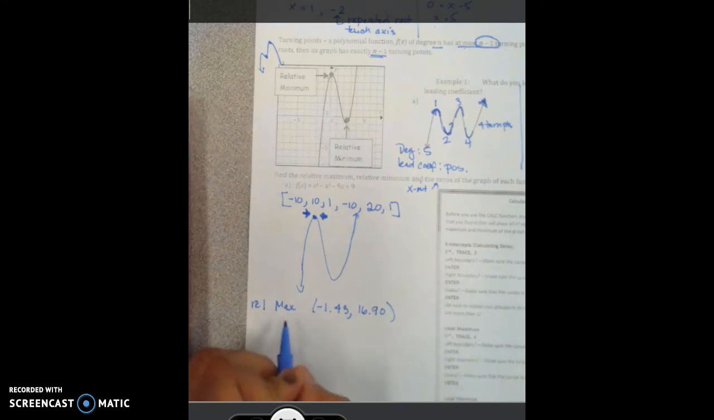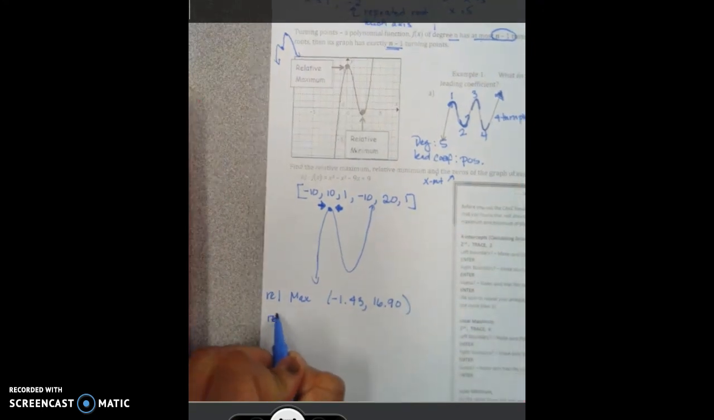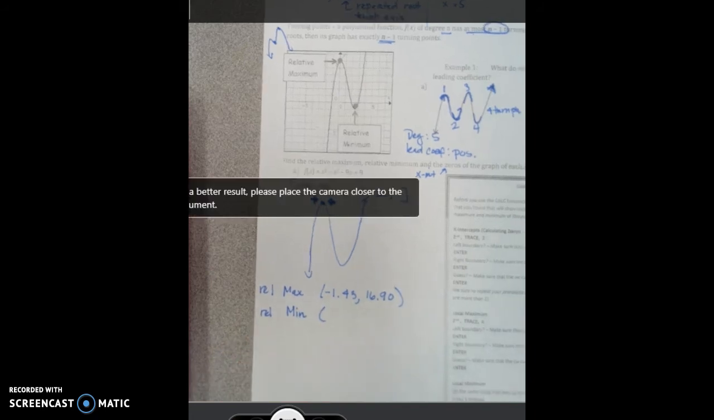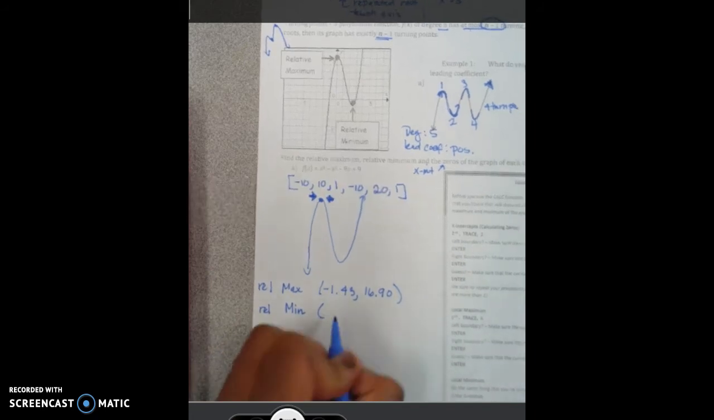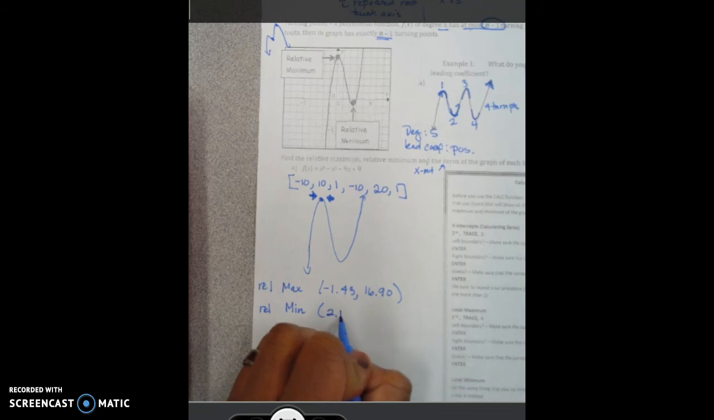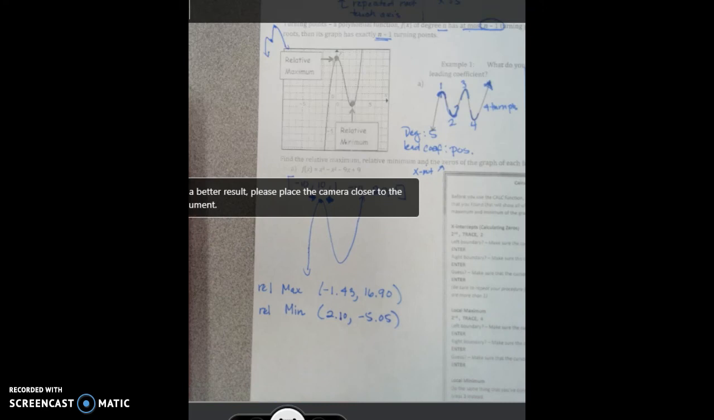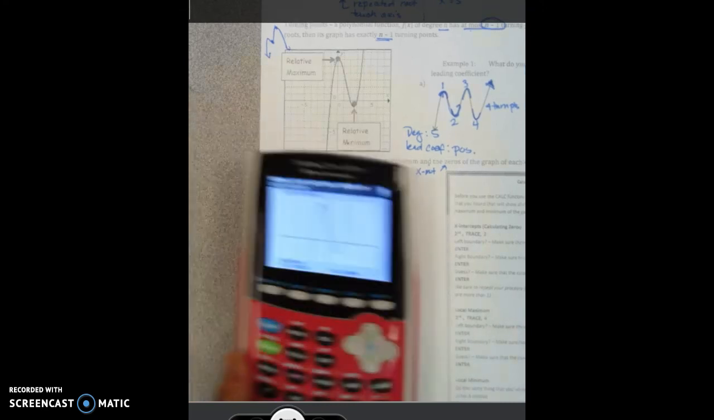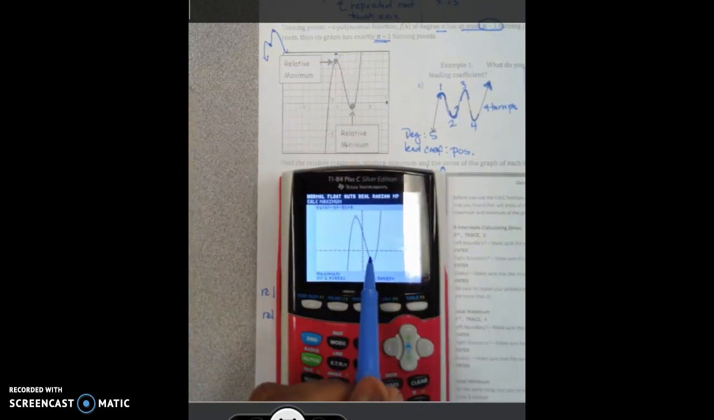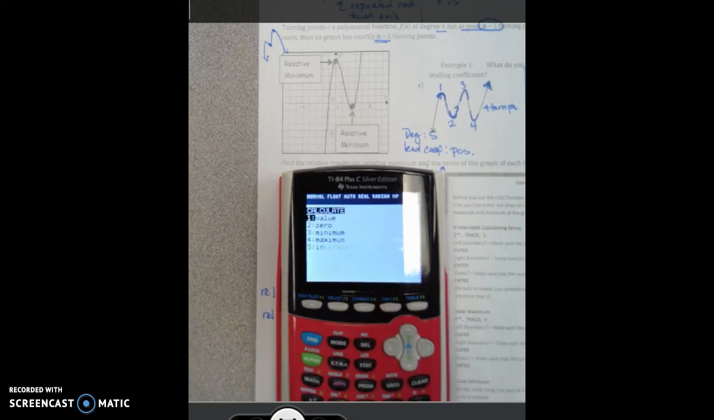Cool. Take a moment, press pause, and do the same thing right now with the relative minimum. Okay, did you do it? And if you did, you would have gotten 2.10 and negative 5.05 for your minimum. And then if you look at this, there are 3 x-intercepts, 1, 2, 3. So you're going to calc 0, so second trace, to find the 0, number 2.